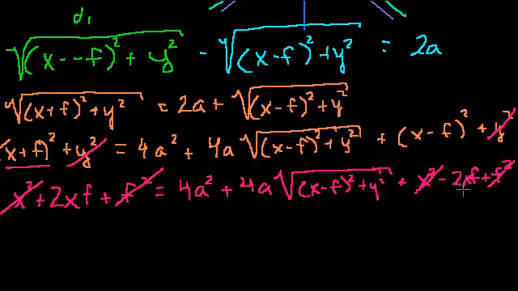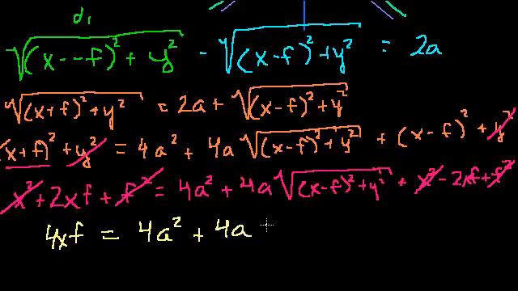And let's see, what can we do to simplify it? So we have a minus 2xf and a plus 2xf. Let's add 2xf to both sides of the equation, or bring this term over here. If you add 2xf to both sides of this equation, what do you get? You get 4xf. Remember, I just brought this term over. This left-hand side is equal to 4a squared plus 4a times the square root of x minus f squared plus y squared.